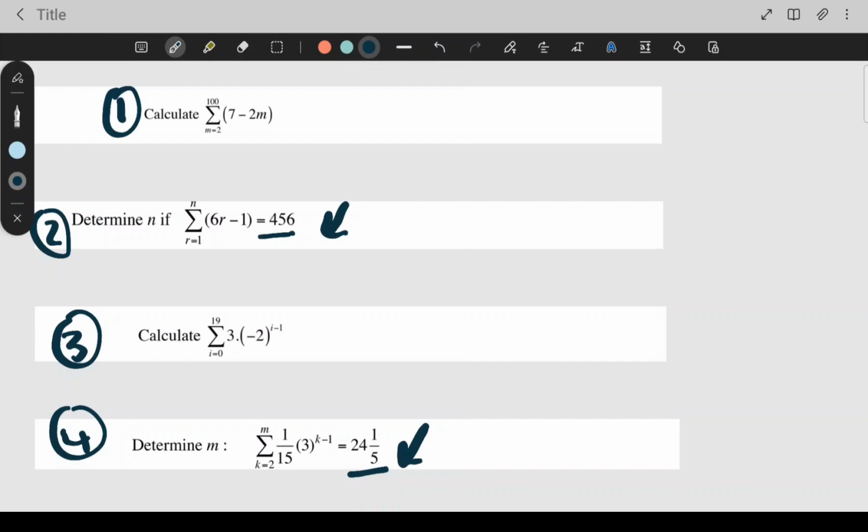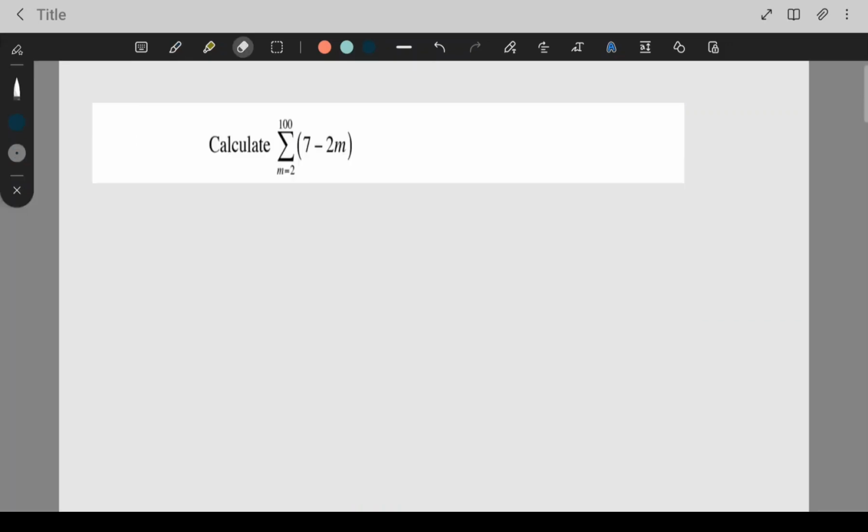Make sure you understand and make good notes. This example says you have to calculate the following. So we are only calculating. If they give you the question like this, you must just remember that you have to calculate the sum of a series.